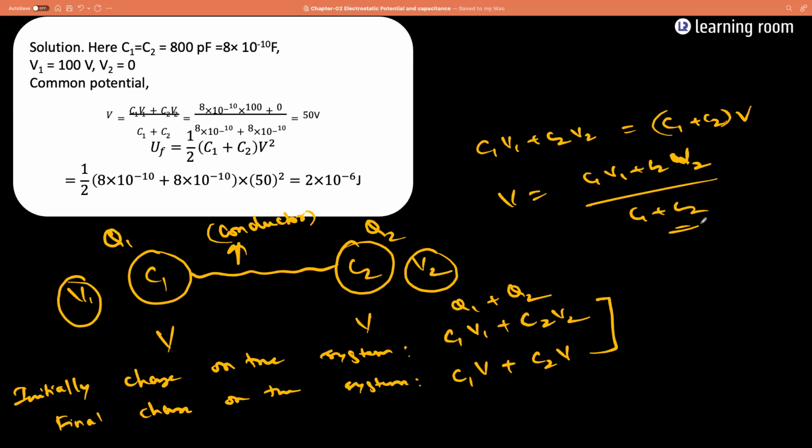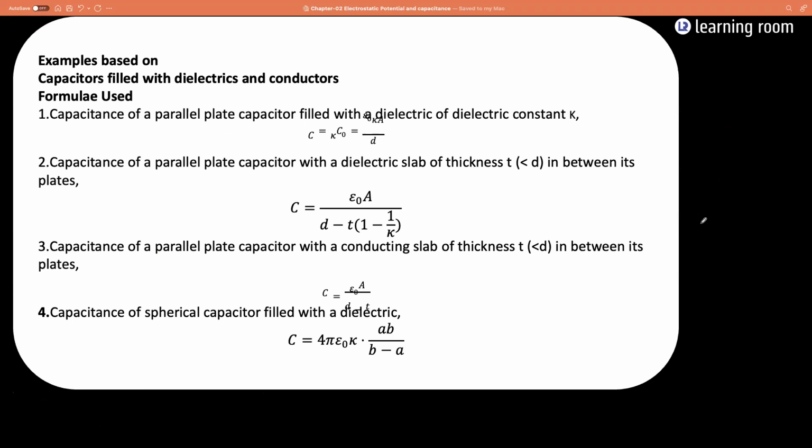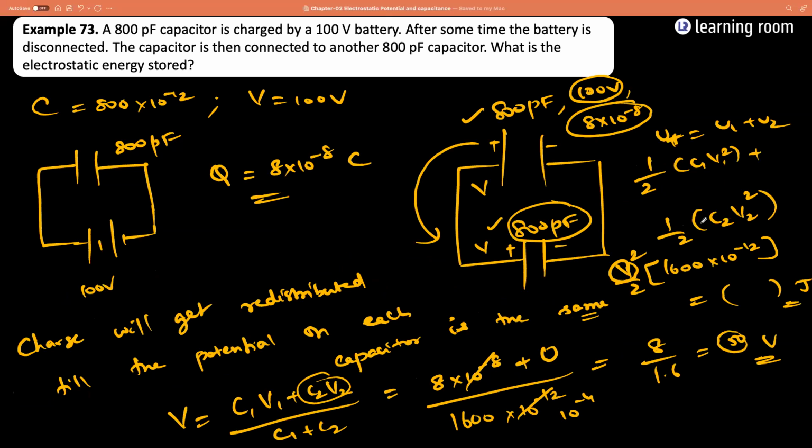Yes, sir. Is it clear, guys? Sir, V1 will keep on decreasing and V will keep on increasing until they become equal, right? Yes. Okay.